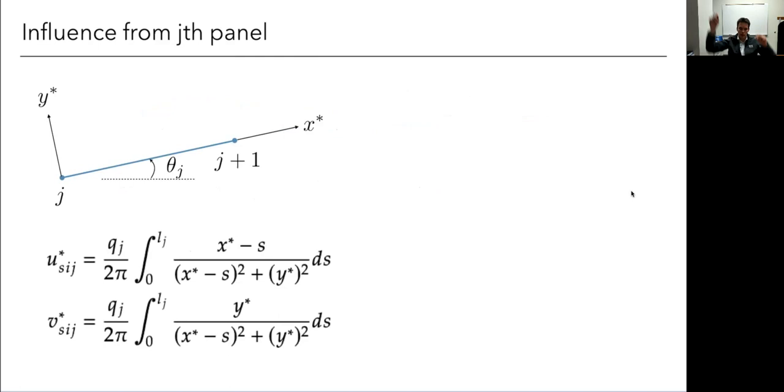Right, so just to draw that, we had sources along this panel, and this was my X, and this was Y, and then I could calculate the velocity u, v at some arbitrary point. Now, in our case, we have almost the same thing, except our panel here is in some arbitrary orientation, right? It's not necessarily aligned with the x-axis like it was before. So we can still reuse those same equations. We just have to do it in this rotated coordinate system.